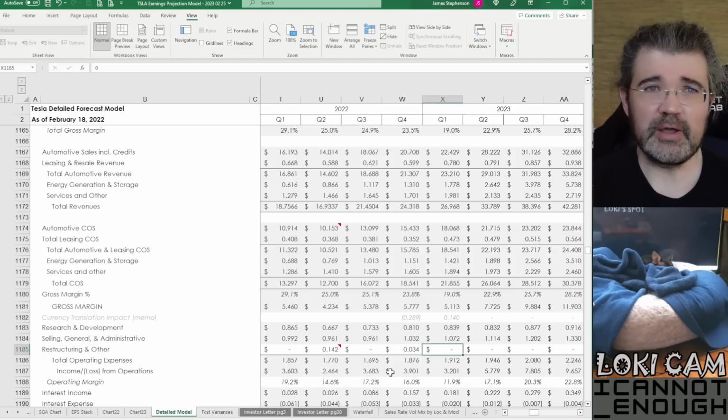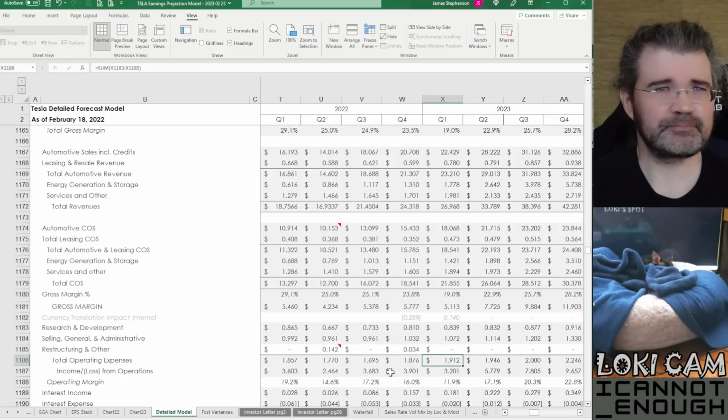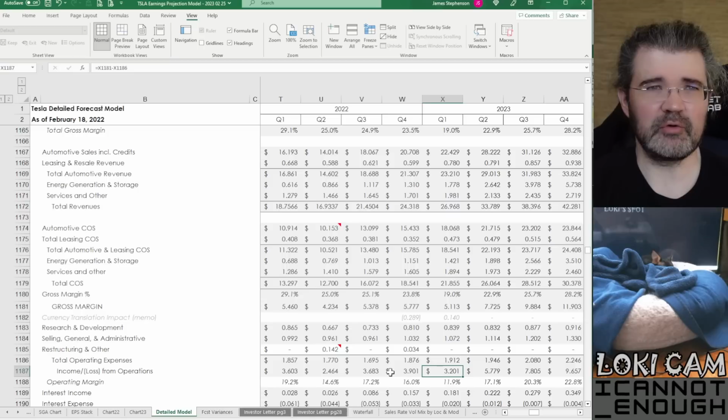No restructuring and other. I've got that forecast at 0. 0 is a good guess on this line some quarters when there aren't layoffs or Bitcoin impairments. So $1.9 billion worth of total operating expenses, leaving income or loss from operations. So operating profit, $3.2 billion. That's pretty close to where it's been over the past 4 quarters.